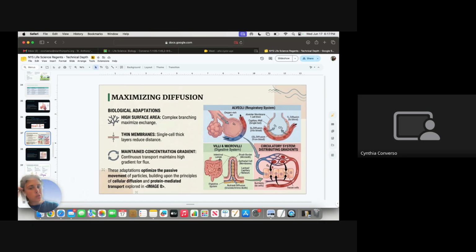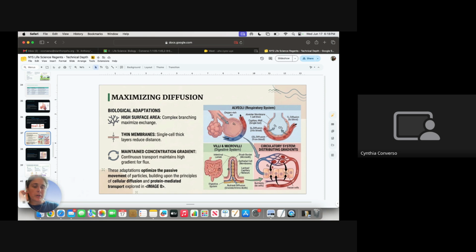Right, so don't forget about the concept of diffusion, where molecules are moving from high concentration to low concentration, and this does not take any energy, and it happens pretty quickly. All right, so let me just make sure we hit all the points.